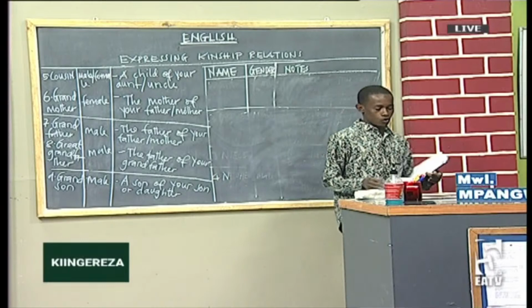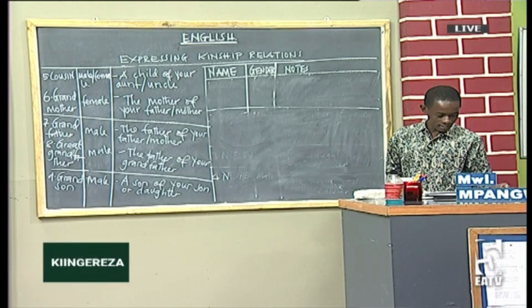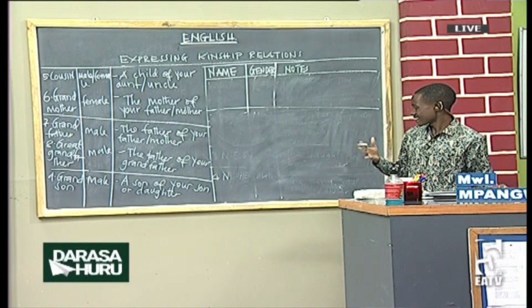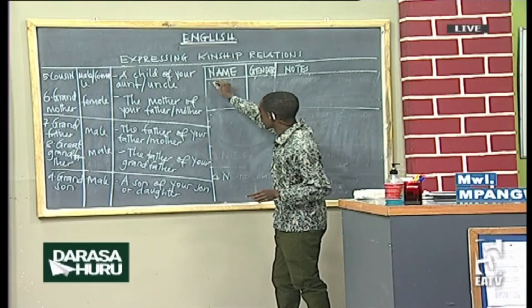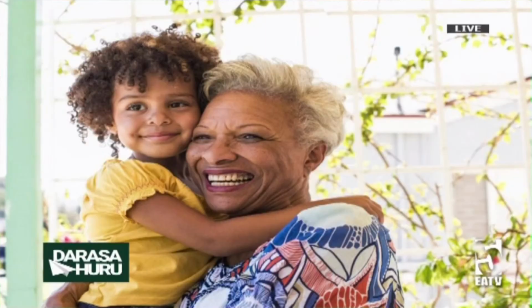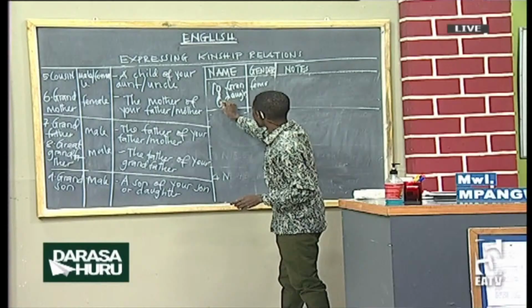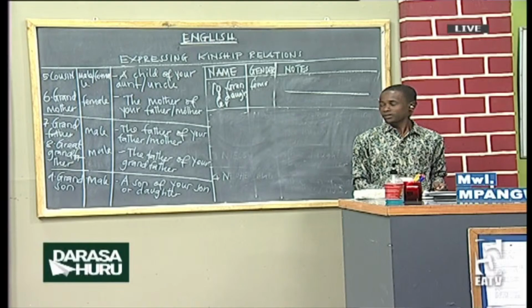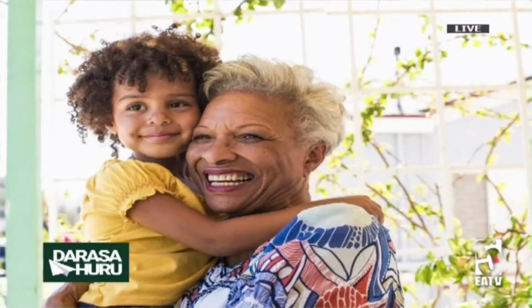So let's finish up with the last one. Granddaughter. Granddaughter, we say a daughter of your son or daughter. Okay? So finish up this one yourself. Number 10. This is female. Number 10 will be granddaughter. So you have to fill this one yourself. Granddaughter, we say a daughter of your daughter or son.